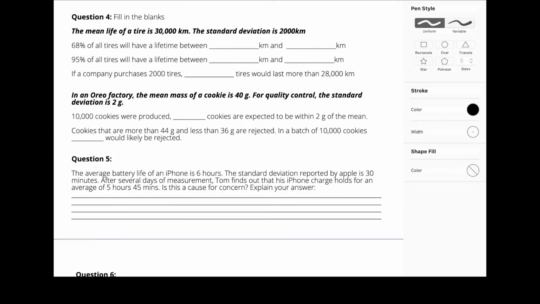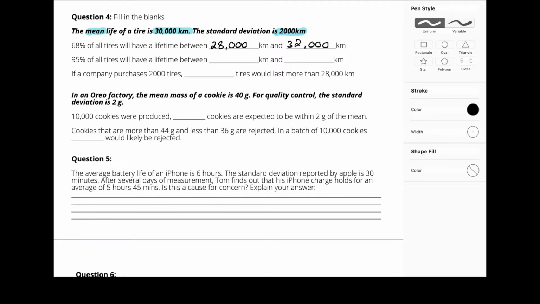So in question 4 here, we're now starting to move away from the curve, and we're just talking about the standard deviation and the mean, and we're asked to complete the sentences. So 68% of all tires will have a lifetime between blank and blank. Well, how are we going to figure that out? Well, if we read the question from the top, we've got a mean life. The mean is going to be 30,000 and a standard deviation of 2,000 kilometers. So remember, 68% is 1 standard deviation away on either side. So we go 1 back, which gives us 28,000, and we go 1 forward, which is 32,000.